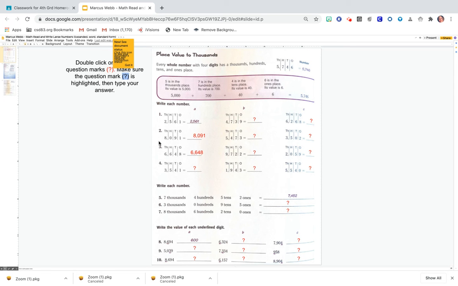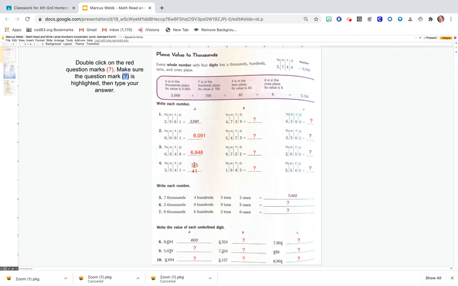If you forget how to type into here, I did make a little note up here. It says double click. Double click on the red question mark. Make sure the question mark is highlighted. Then type your answer. Okay? So let's do it again. Double click. It's highlighted just like the picture, right? Now I'm going to start typing 3, comma, by the M, 5, 4, 1.